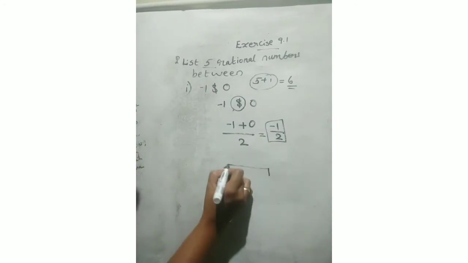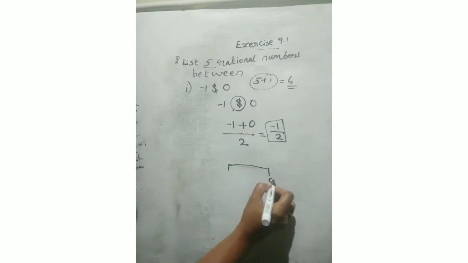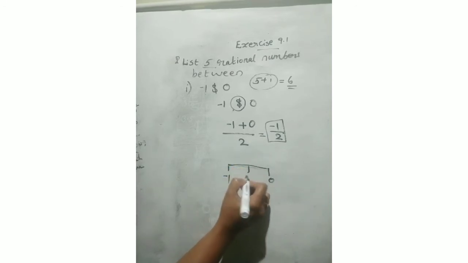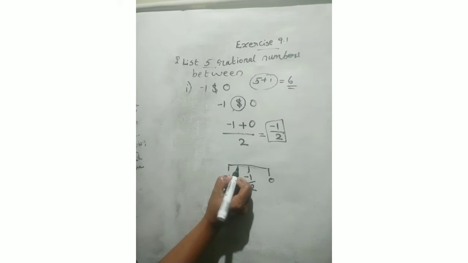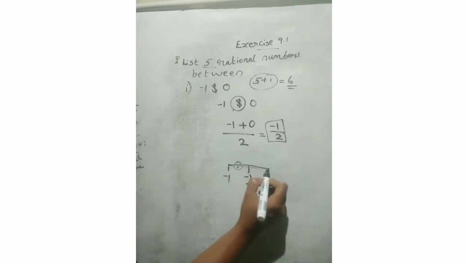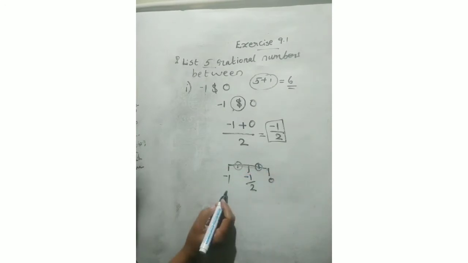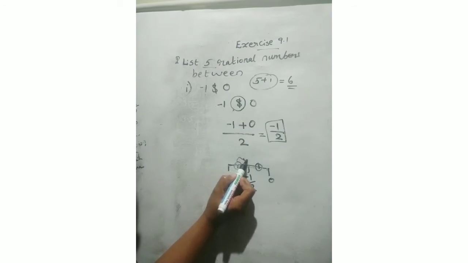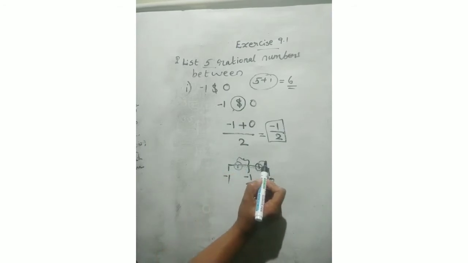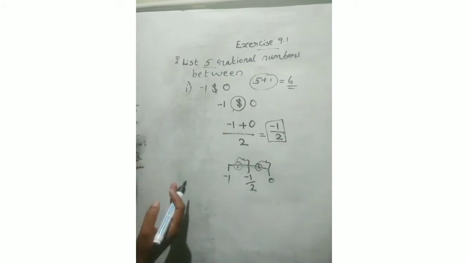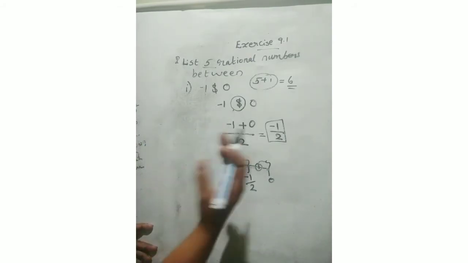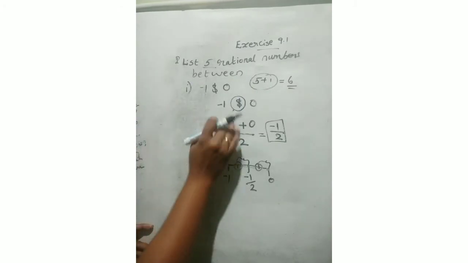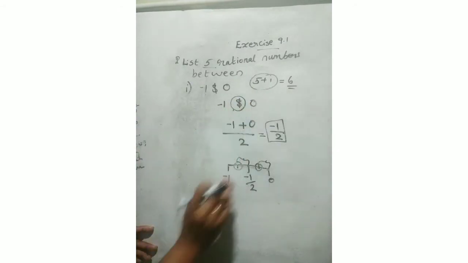Here we can draw a number line. This is 0 and this is -1. The middle will be -1 on 2. Clear? Again numbers will be there between these two numbers, and between these two numbers. Clear? Then again from these two numbers, and these two numbers. We can find infinitely many rational numbers between two given rational numbers. Add the two rational numbers and divide by 2.